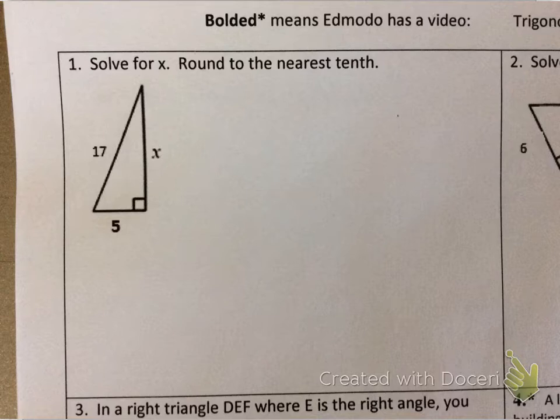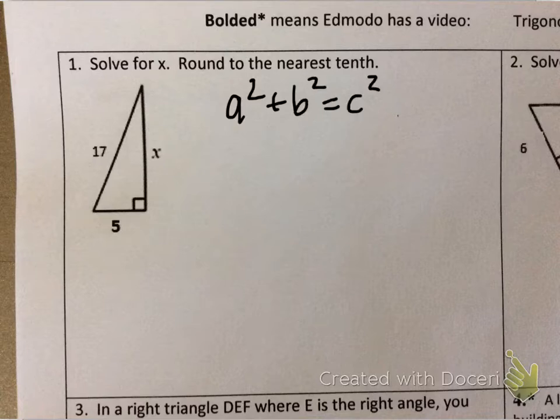could use the Pythagorean theorem, which is a squared plus b squared is equal to c squared. If you remember, a and b are the legs of the right triangle and c is the hypotenuse. So in this case, c would be equal to 17, and it doesn't matter what you plug in for a and b, the legs, because you're just squaring those and adding those together. So I'm going to choose 5 as a, and I'll say my b is x.